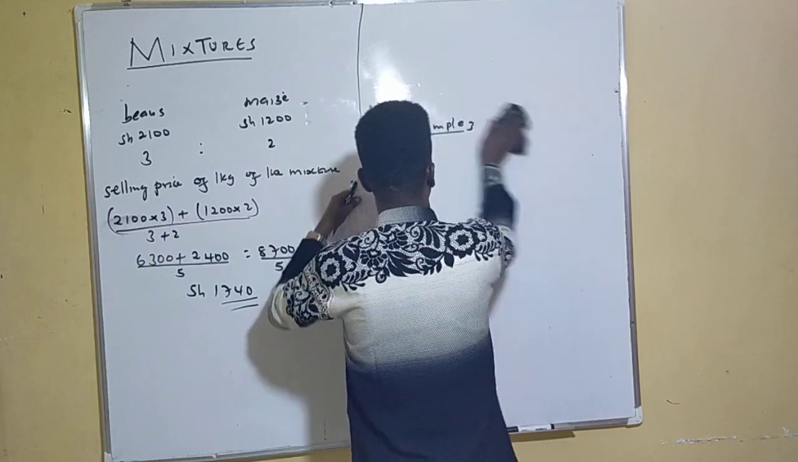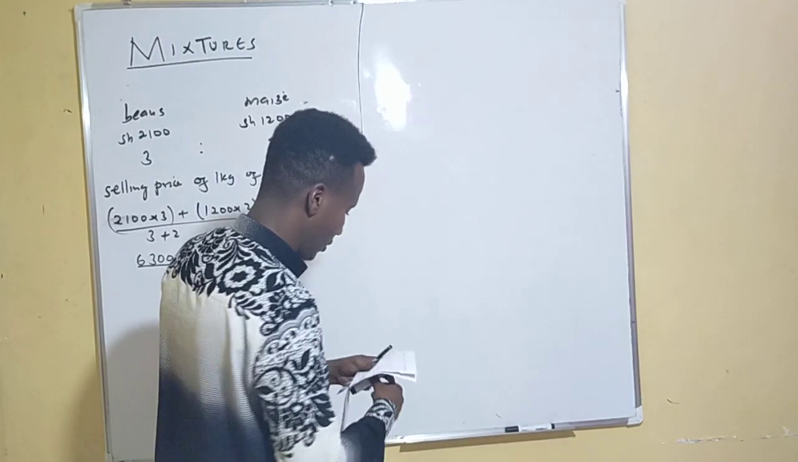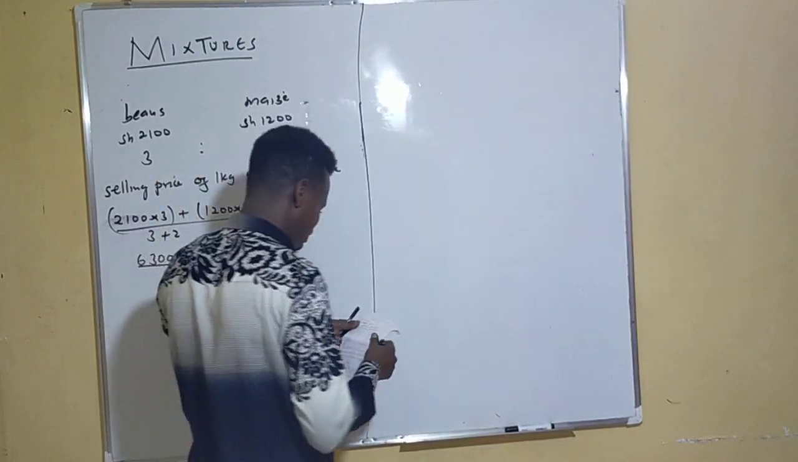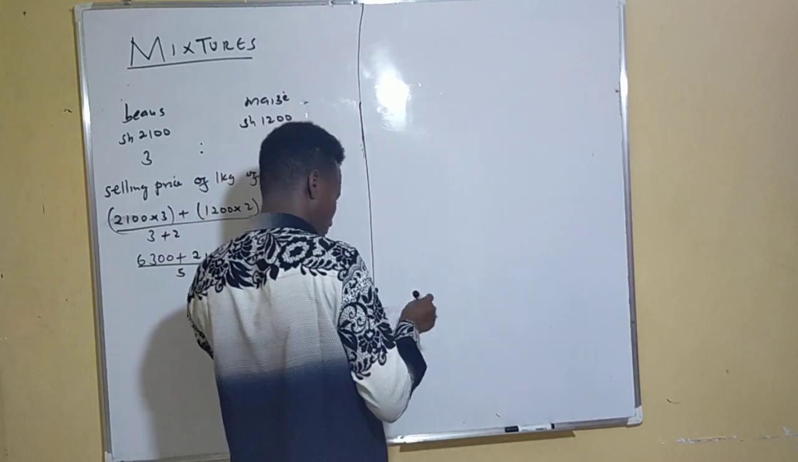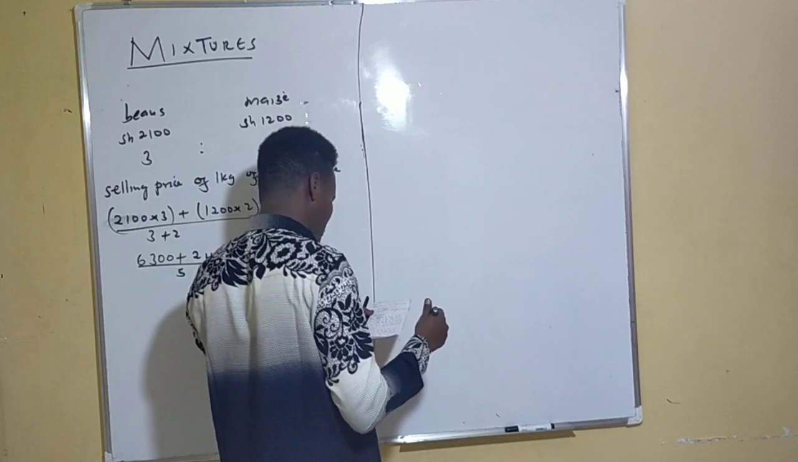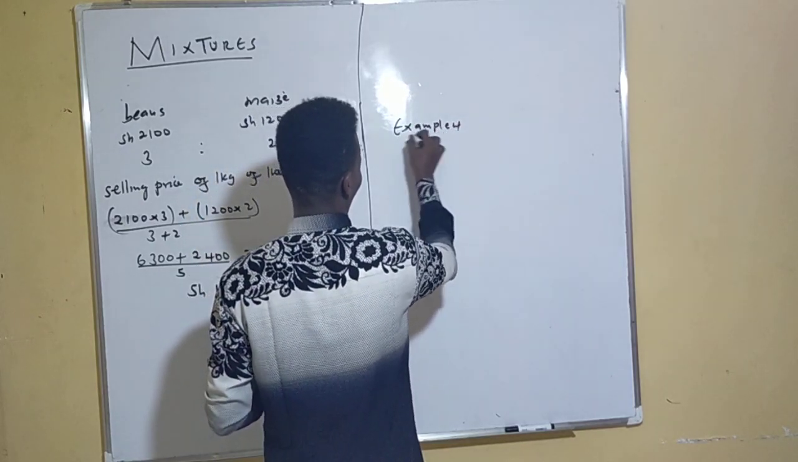Let's see example 4. Let us see example 4, guys. This will be the last one we'll be doing for these questions based on 3 marks or 4 marks. This is our example 4.